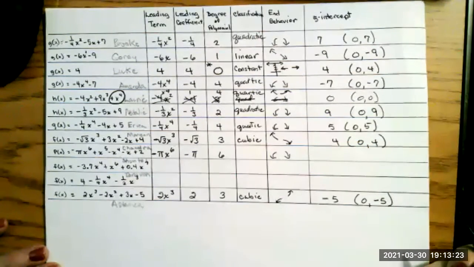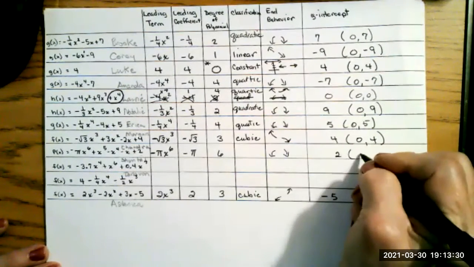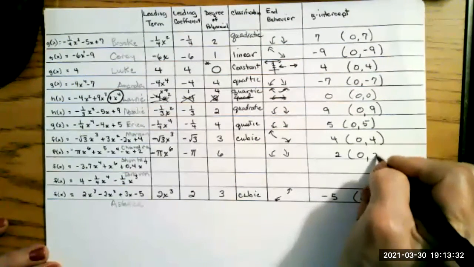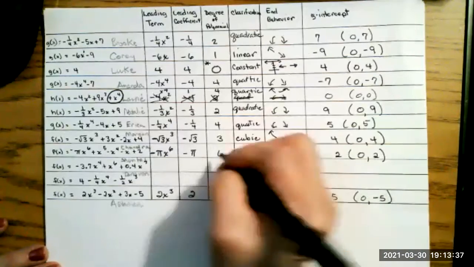And then the y-intercept is 2. And then the ordered pair is 0, 2. Good job. Oh, I forgot the classification, polynomial. Good job.